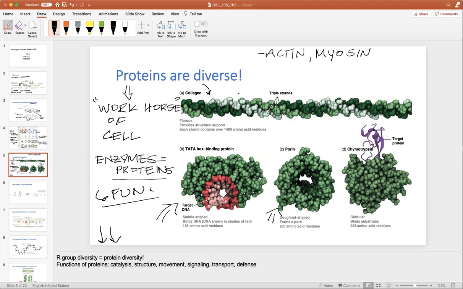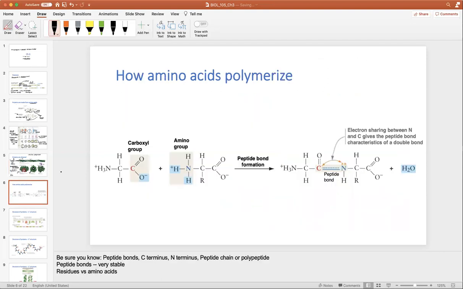And you don't have to memorize these various proteins. I really threw these up here so you could see how different some of these proteins can look, okay? All right, so let's talk about how amino acids polymerize to become proteins, all right?